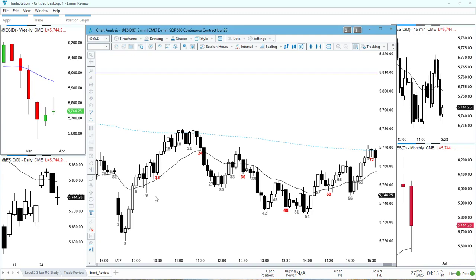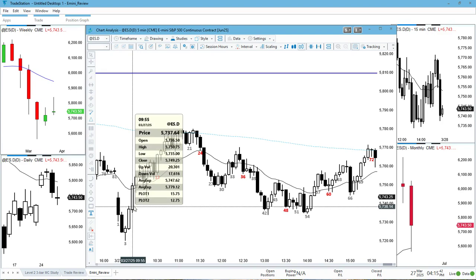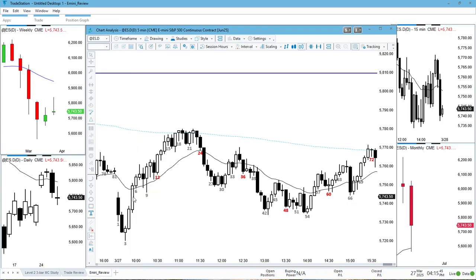You need the date, so you need the month, the day, the year. You need the signal bar. So it might be good to track the time as well. So for me, my first signal today was bar 5. And if I was tracking this in Excel, it would be 3/27/25 at 9:55. Bar 5 is the signal bar.